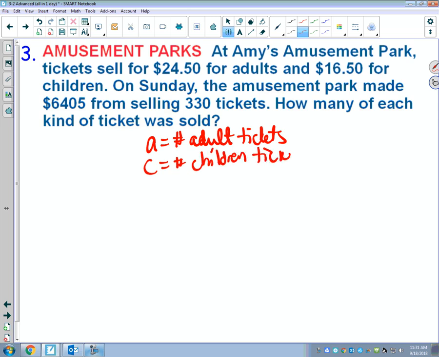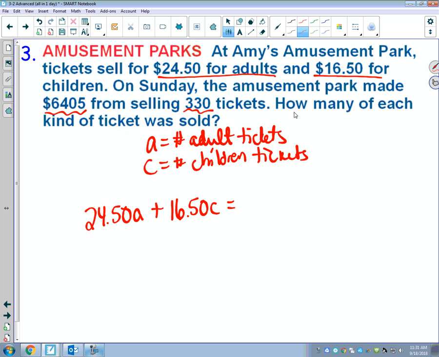And you should have 2 equations here because we have 2 variables. So what do we know? We know the prices per ticket, right? So if it's $24.50 for adults, can I say $24.50 for adults plus how much for students, or children, sorry, $16.50 for children. And what should that equal? Should that equal the money I made, or should that equal the number of tickets I sold? This is money, so it should equal money, $6,405.